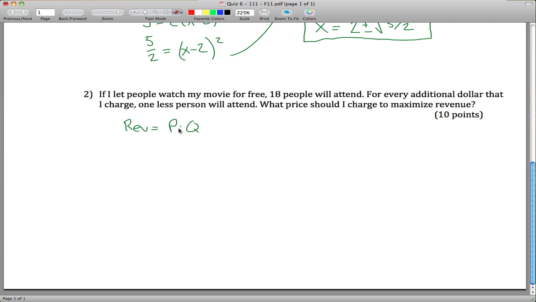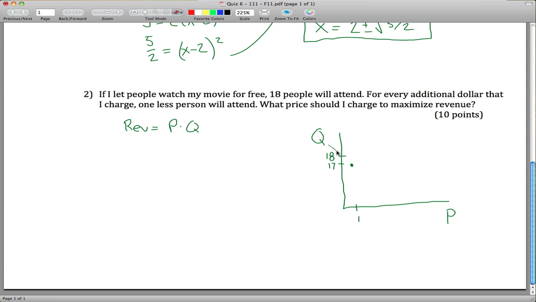So we want to maximize this function, but it has 2 variables. So what we have to do is come up with the way to write one of those variables in terms of the other one. And the way we do that is by reading through this. Let's see, if I let people watch my movie for free, that is, if I charge 0, 18 people will attend. So if price is 0, quantity is 18. So what's kind of nice is I just gave you the y-intercept right there as 18. And then for every additional dollar that I charge, 1 less person will attend. So if I charge $1, then 17 people will show up. So I got a point right there.